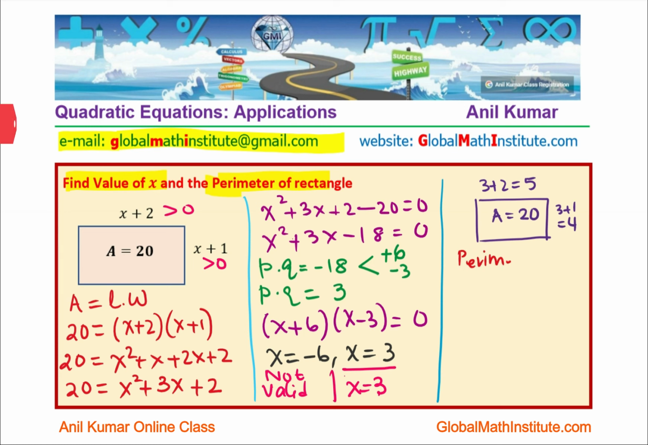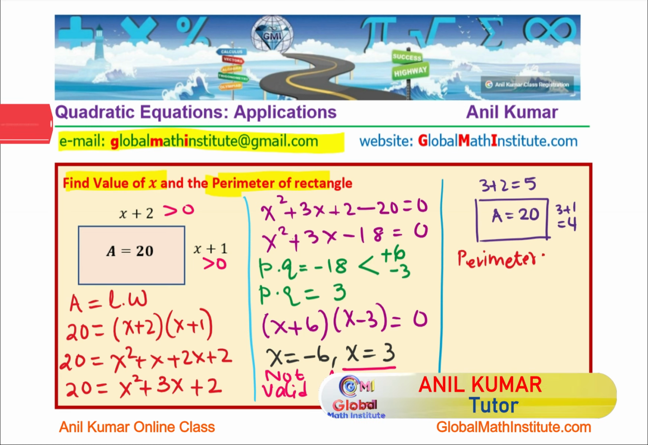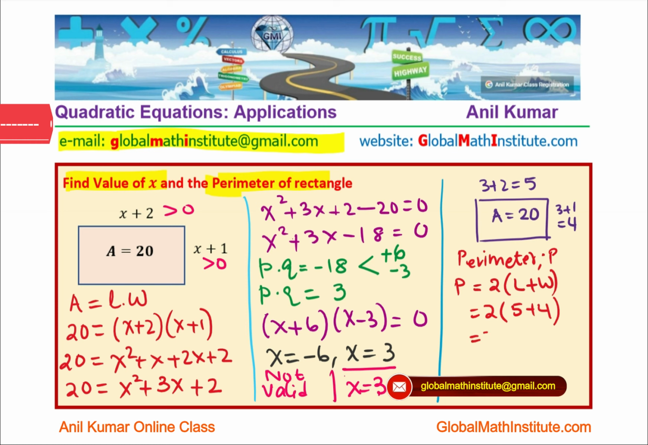Perimeter is sum of all the sides, correct? So perimeter P, let's say, is equal to twice length plus width. So that gives you twice length being 5 and width being 4. 5 plus 4 is 9, right? So we get 2 times 9, which is 18. You can write units as the unit, because it has not been specified.